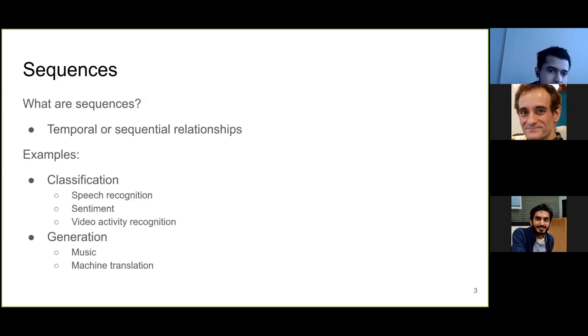So first of all, what are sequences? Sequences are data which have temporal or sequential relationships, like sentences or music. The tasks that we need to perform are classification and generation. Classification includes speech recognition and video activity recognition. And for generation, we could generate music or do machine translation.